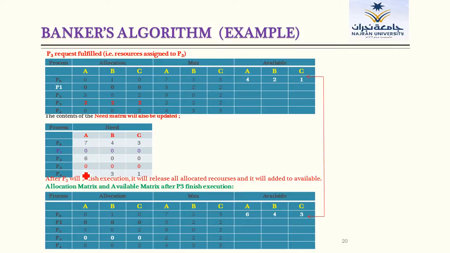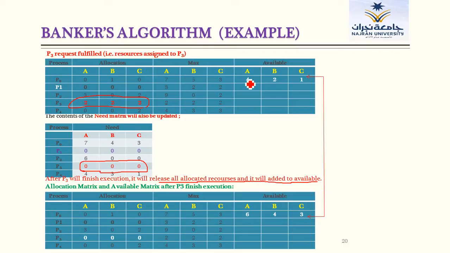Because we have given the resources he requested, his need is now 0 0 0. He doesn't need any instance of A, B and C. Currently he has 2A, 2B and 2C. This is the current allocation. Now after P3 finishes execution, it will release all the allocated resources and they will be added to the available.